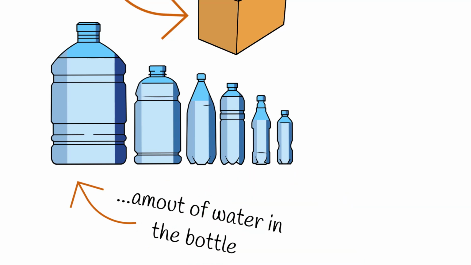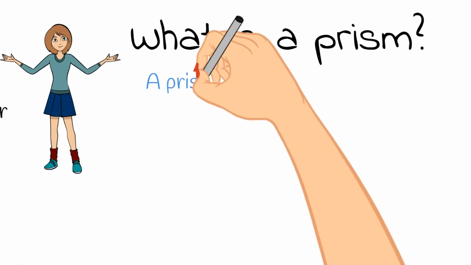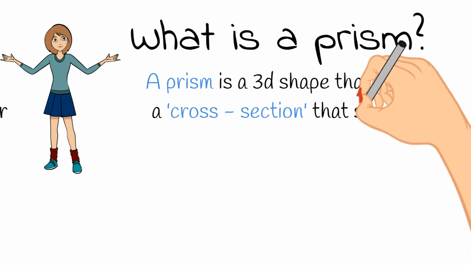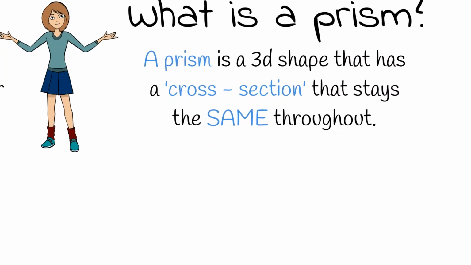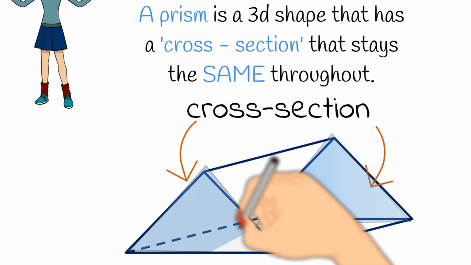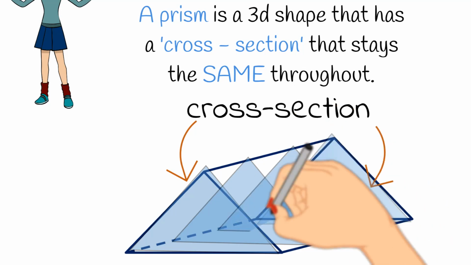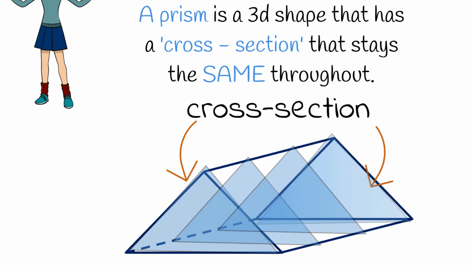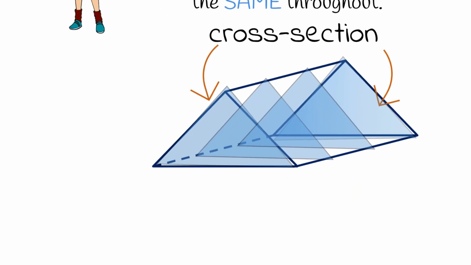water in the bottle. A prism is a 3D shape that has a cross-section that stays the same throughout. A cross-section is a flat slice of the shape. Now, if you look at this, the back and the front is the same shape, and any slice in the middle is also the same, which means this is definitely a prism.